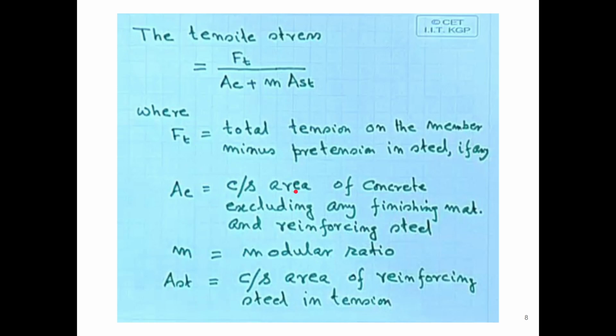Ac is the cross-sectional area of concrete excluding any finishing material and reinforcing steel. m is the modular ratio, which is equal to Es by Ec, that is the elastic modulus of steel divided by the elastic modulus of concrete. We will be discussing this in the coming slides. Ast is the cross-sectional area of reinforcing steel in tension. So Ac is the concrete cross-sectional area, and Ast is the cross-sectional area of reinforcing steel.